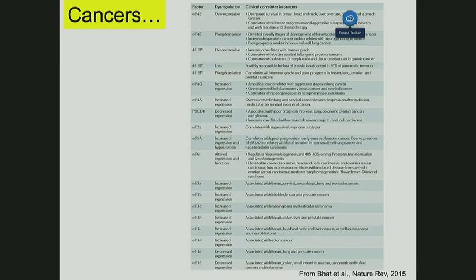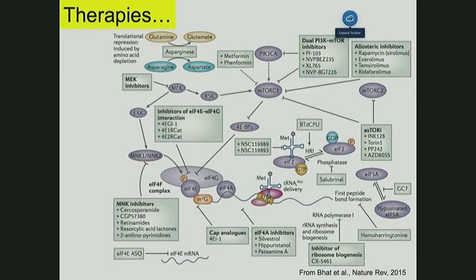And the main point, of course, about understanding translation and the factors that are involved in it is that we can start to come up with therapies. If we know what's going wrong, if we know which factor is overexpressed or overactive in the cancer cell, we can start designing various therapies to target that. And again, this is just to appreciate how far we've come here. And if you're interested, there's a review. You can read more about this.